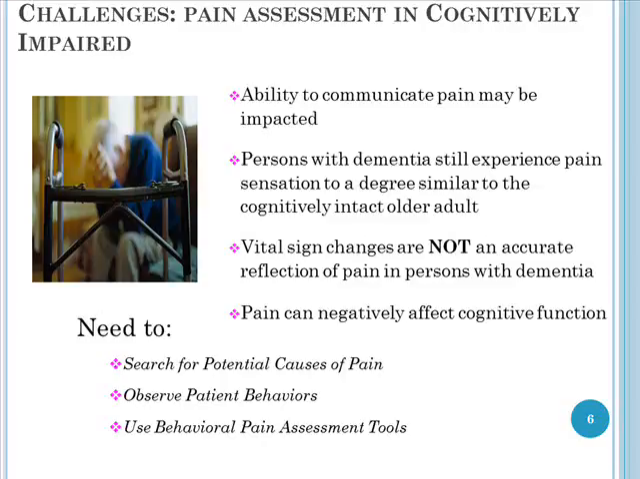Part of the process to address issues in pain assessment with cognitively impaired are to go through the process of searching for potential causes of pain, observing the patient for behaviors that might be pain-related, and using behavioral pain assessment tools to help us to capture indicators of pain consistently and to be able to communicate across provider and across shift in an effective manner.